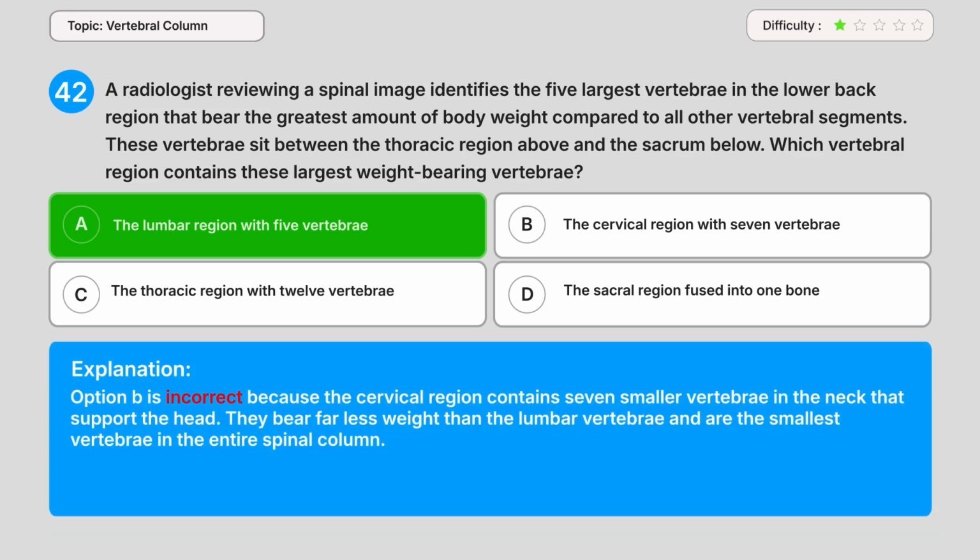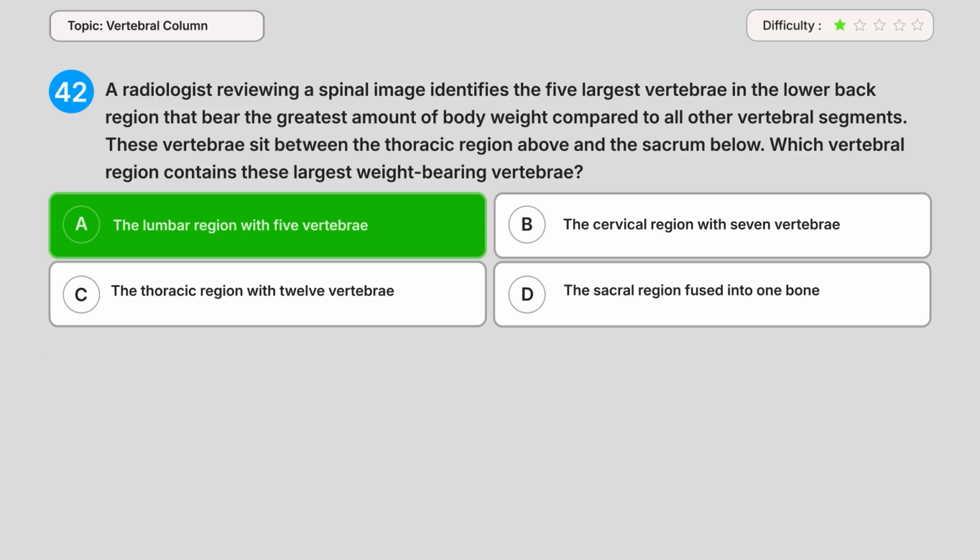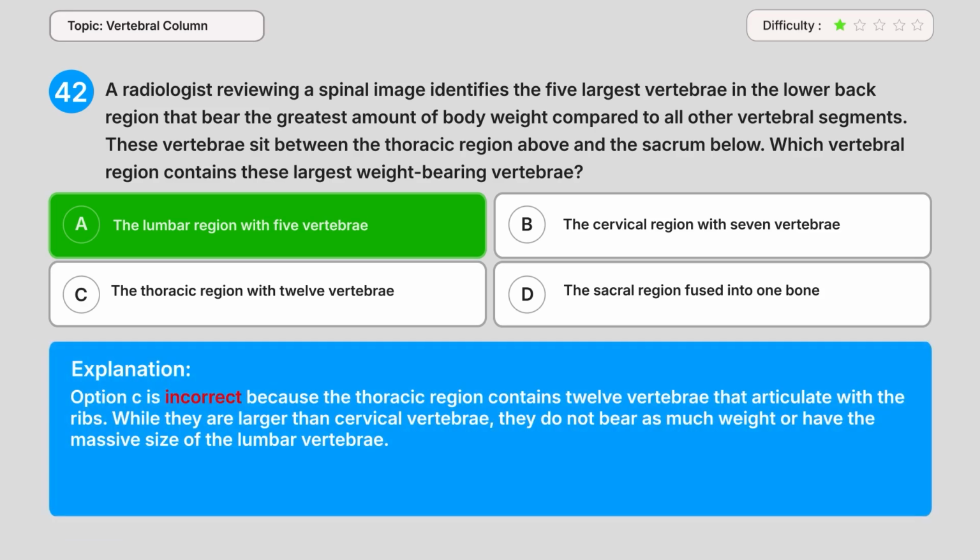Option B is incorrect because the cervical region contains 7 smaller vertebrae in the neck that support the head. They bear far less weight than the lumbar vertebrae and are the smallest vertebrae in the entire spinal column. Option C is incorrect because the thoracic region contains 12 vertebrae that articulate with the ribs. While they are larger than cervical vertebrae, they do not bear as much weight or have the massive size of the lumbar vertebrae.